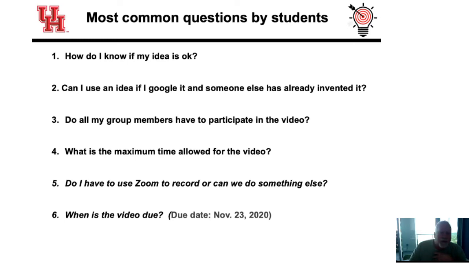Number two, I get asked a lot, can I use an idea if I Google it and someone else has already invented it? Sometimes people will say, our team has come up with an idea, we Googled it, and somebody in, let's say, Japan has something like this, or somebody somewhere has a small product like this. Here's the answer to that question. If you can describe yours and differentiate it from what's existing in the marketplace, or even market it in a more effective manner than something that's already out there, then I welcome that.